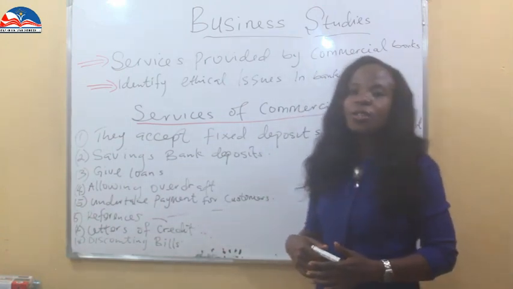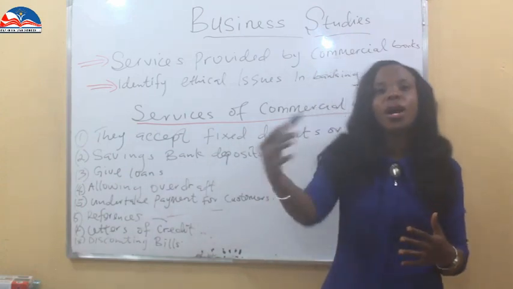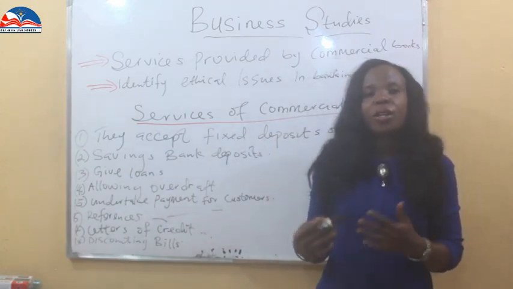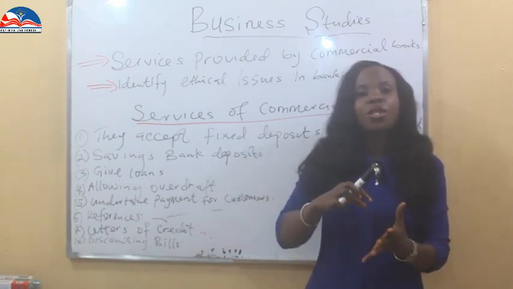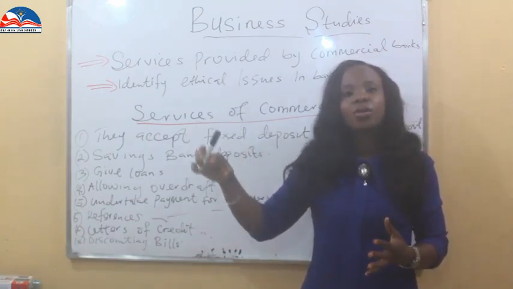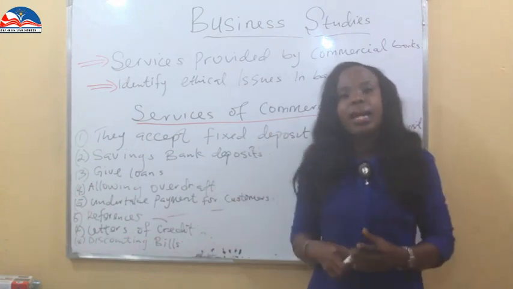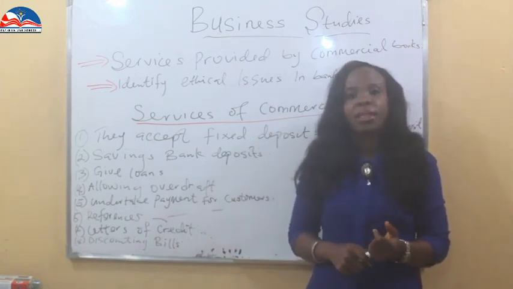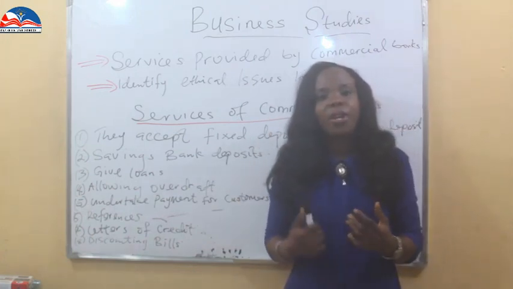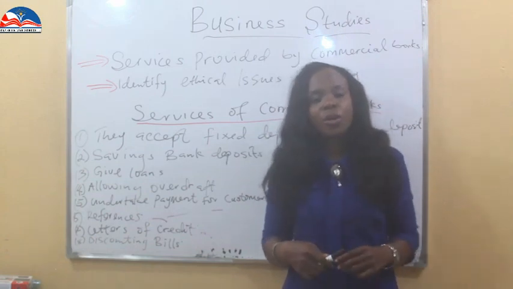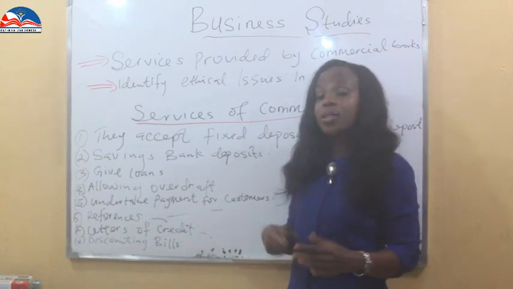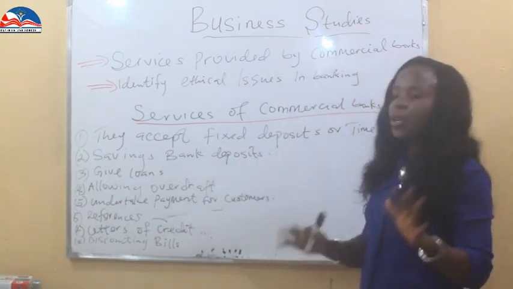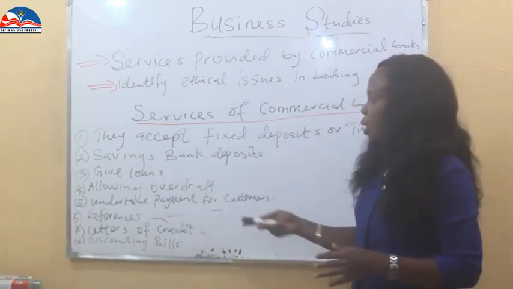Allowing overdraft, that's to say you will take more than what you have in your account and thereafter you can repay. But for your overdraft, that which you take more than what you have in your account, interest is charged on that money. So depending on the goodwill you have made with the bank, the name you've made with the bank, your status with the bank, you can be given overdrafts.